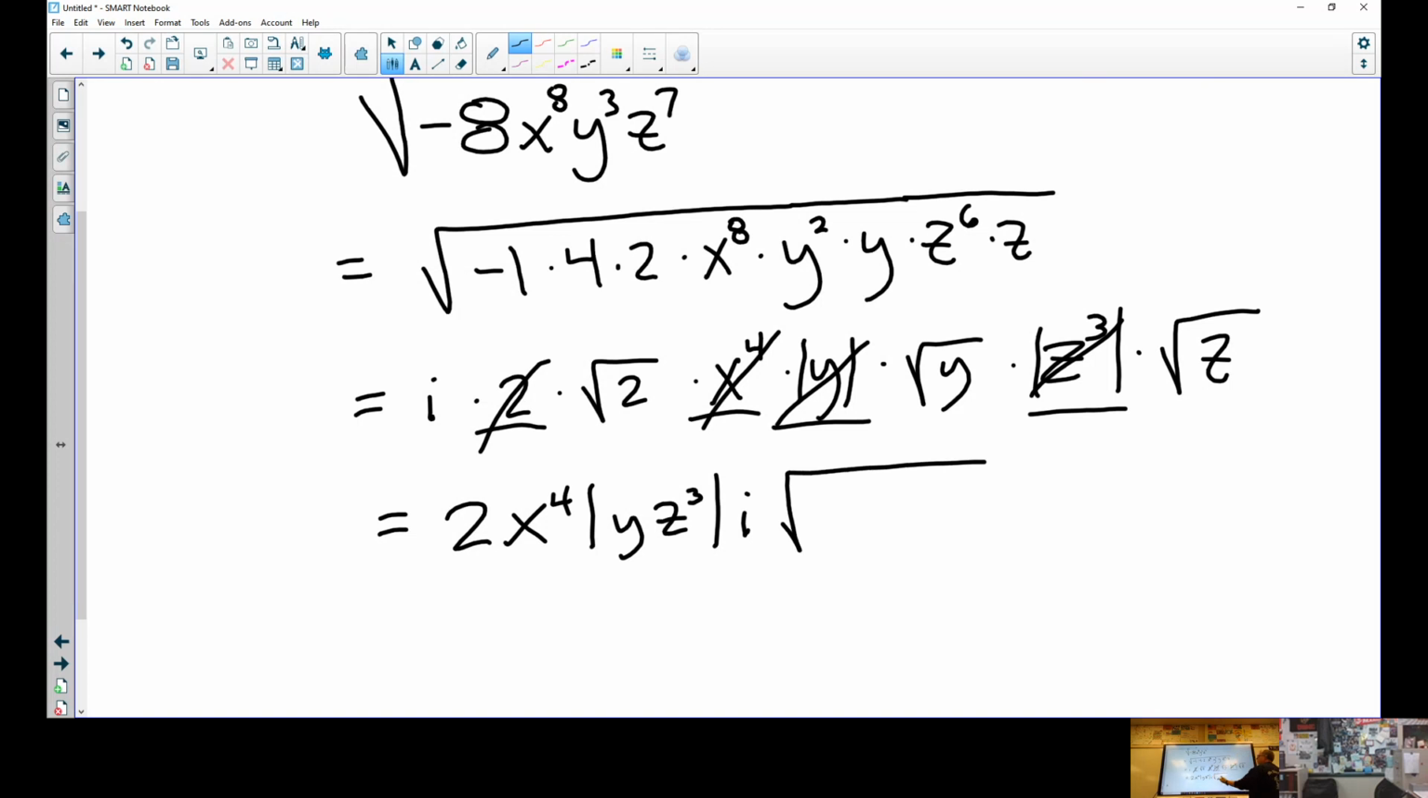You will see in the book, they'll put the i on the other side of the square root. I don't like that, because when you have, say, the square root of x and then an i, it's hard to tell if that's under or not. So I put it in front of the radical. It makes it easier for me to see that it's not under there. All right, and so we've got the i taken care of. Now what's left underneath? A 2, a y, and a z.